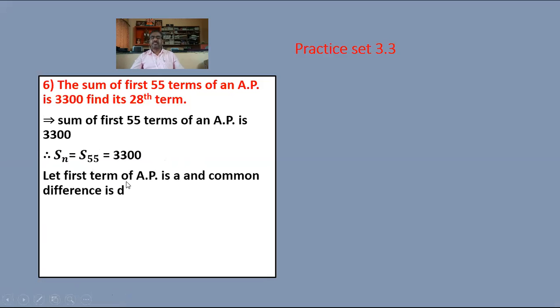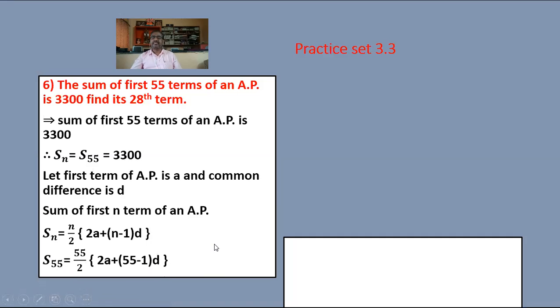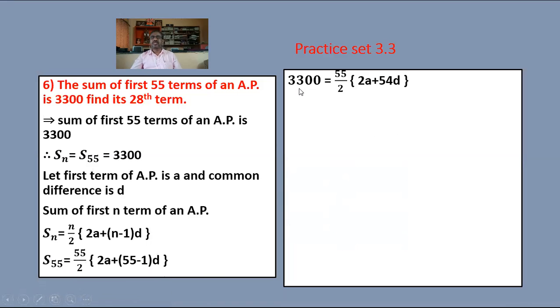Let the first term of an arithmetic progression be a and the common difference be d. Therefore, the sum of the first n terms of an arithmetic progression, that is Sn, is equal to n upon 2 in bracket 2a plus n minus 1 multiply d. Here Sn is S55, n is equal to 55. S55 is equal to 55 upon 2 in bracket 2a plus 55 minus 1 multiply d. Therefore, S55 is equal to 3300 is equal to 55 upon 2, 2a plus 54d.